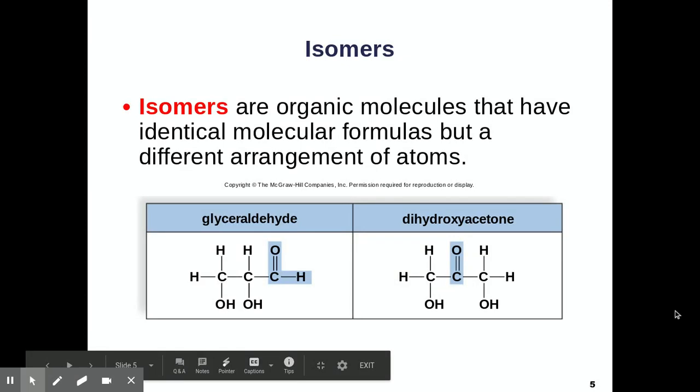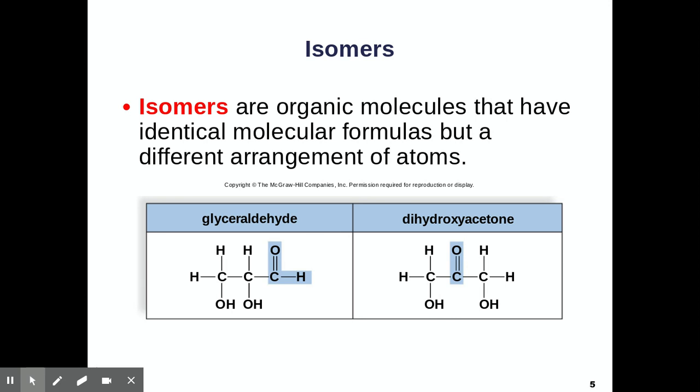Okay, so we want to talk about an isomer. These are organic molecules that have identical molecular formulas, but a different arrangement of atoms. Remember, we talked about structure determines function. Structure always determines function, like we were talking about cells. Look at a sperm cell having a flagellum, so it can swim. You've got a red blood cell that looks like a little donut, so it can hold the oxygen. So the shape, the structure, determines its function.